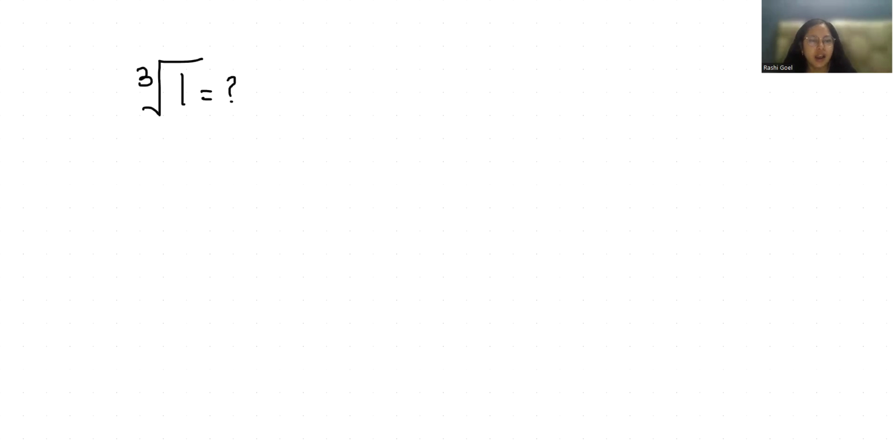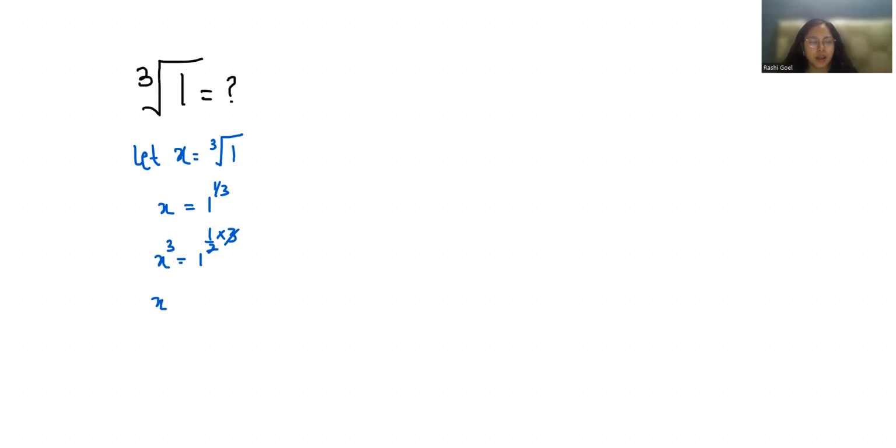My name is Rashi Goyal and in this video we are going to solve the cube root of unity, that is cube root of 1. So let's start with today's video solution. So I'm going to assume let x is equals to cube root of 1. Now we have to find this x. So x is equals to, I can write it as 1 power 1 by 3. Now x cube is equals to 1 power 1 by 3 times 3. So x cube is equals to 1.